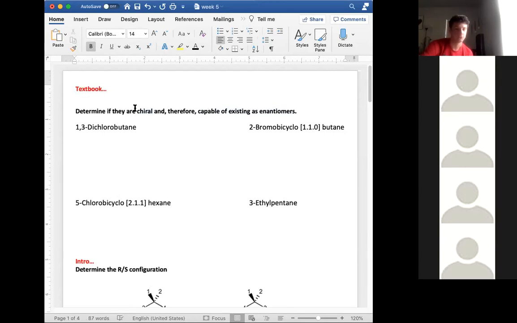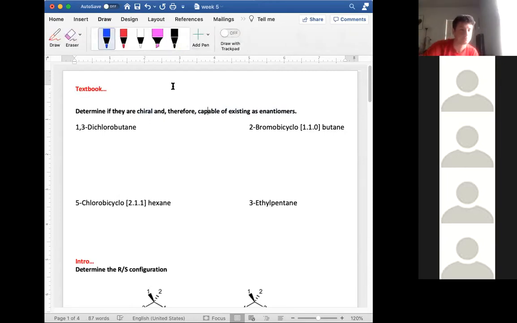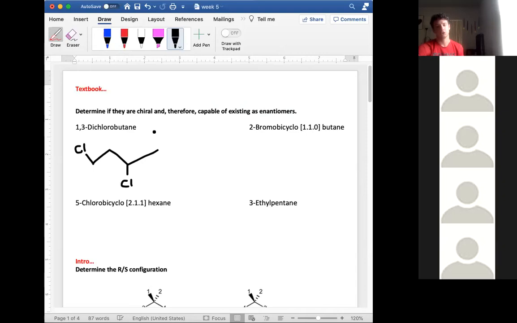All right, and so what I would do is just start by drawing it out. So looking at this, here is our 1,3-dichlorobutane. So based on this structure, do you see any chiral centers? Yes. Someone says yes, Leah says no.